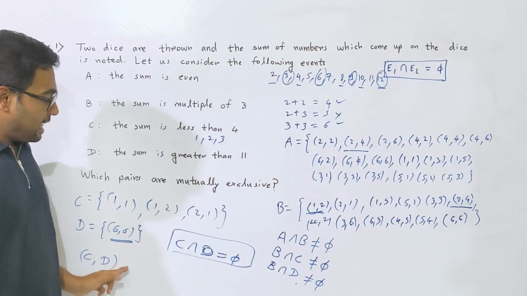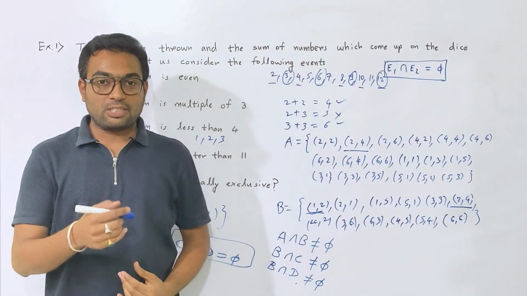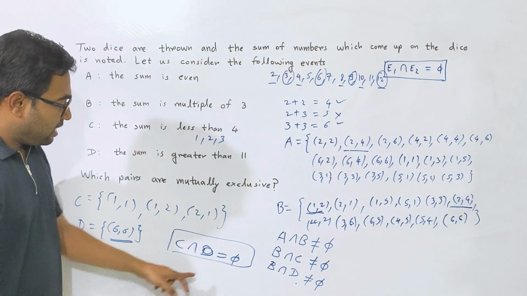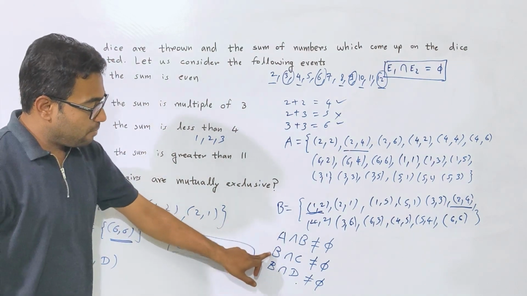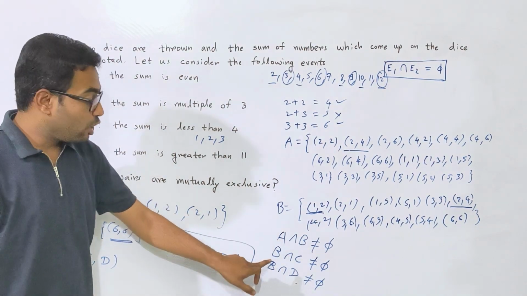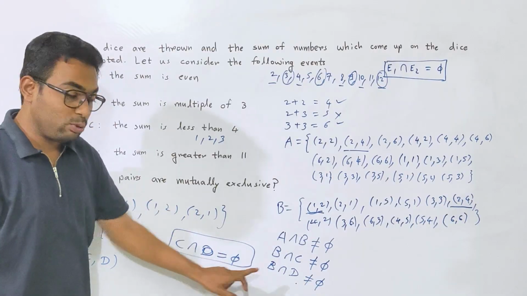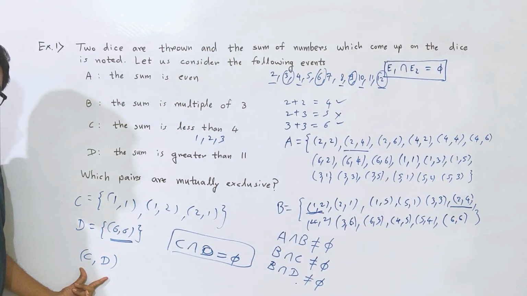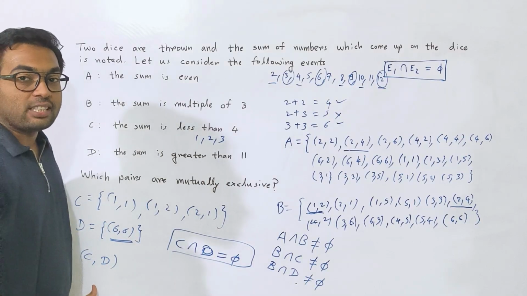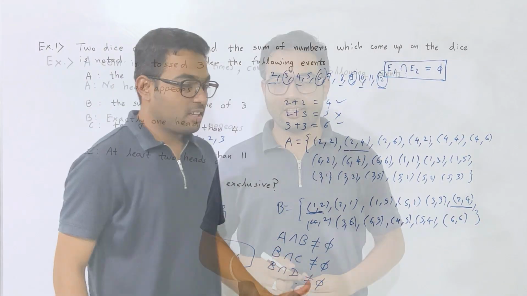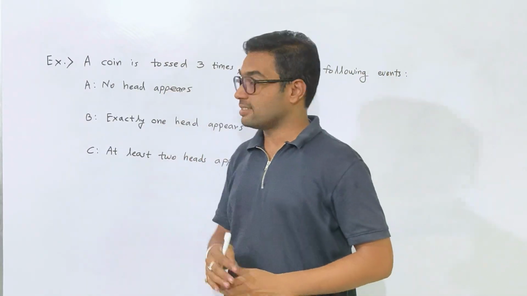So that means A, B, C and D are not exhaustive events, and we have seen these pairs A, B, B, C, B, D are not mutually exclusive, but the pair C and D is mutually exclusive. Let us go through another example.